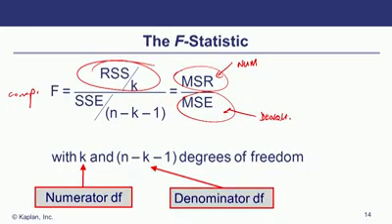So the numerator has its own degrees of freedom, which equal k, i.e. the number of independent variables. The denominator has its own degrees of freedom, which are equal to n minus the number of independent variables, minus 1. And those two sets of degrees of freedom are what we need for looking up our F table.